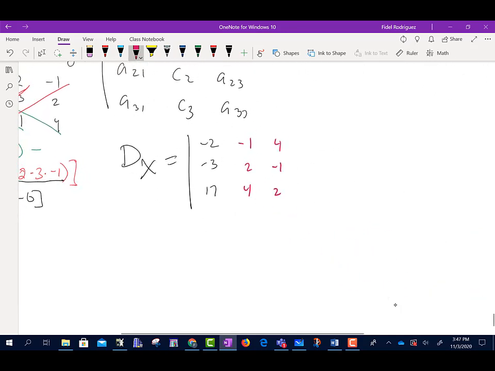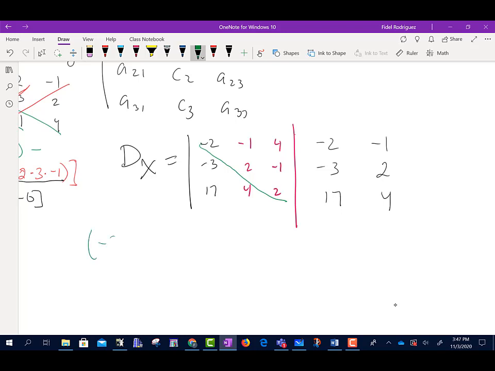Okay. I'm going to bring this down here. And I'm just going to write -2, -3, 17, -1, 2, and 4. Okay. And we're going to start calculating. So again, I know this is time consuming, guys. I'm not going to lie to you. But again, I'm only putting one problem like this in your homework, okay?